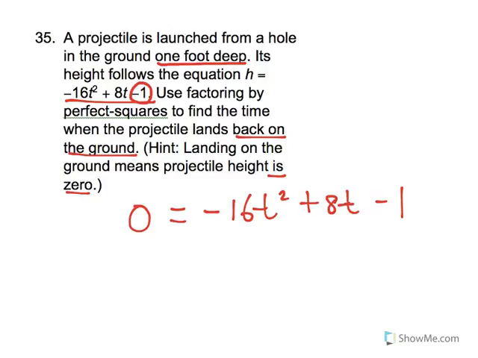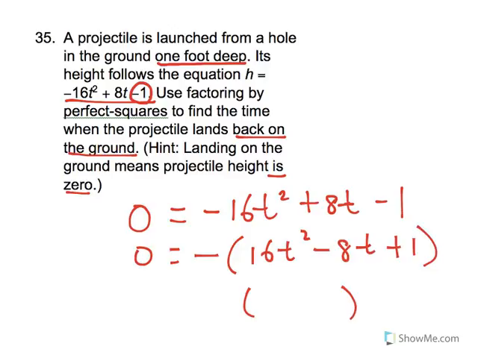And since we're trying to factor the right-hand side into a perfect square, and for a perfect square we know that the last sign must be positive, so we're going to factor out a negative 1 on the right-hand side. So we just have 16t squared, changing all the signs, minus 8t plus 1. And the right-hand side will turn into 4t minus 1 squared, and that will be the perfect square.